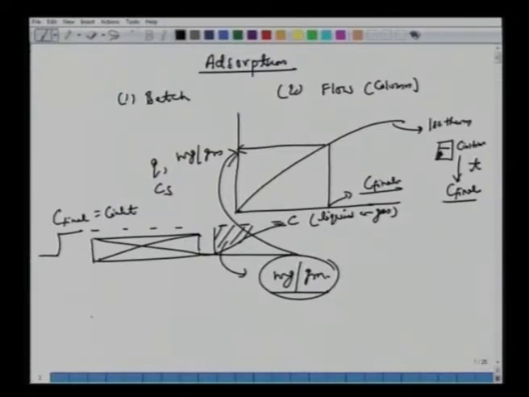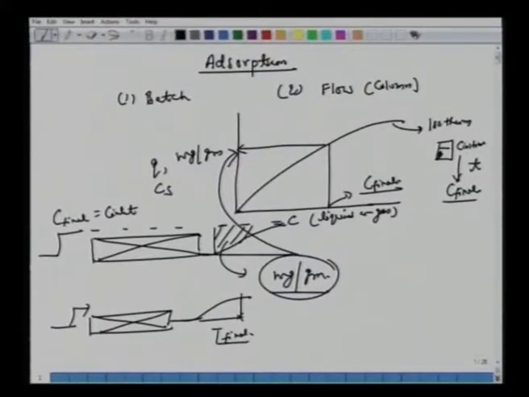Now the question is, suppose we have this flow experiment and we are bringing it in contact with some gas or liquid. Now the bed has saturated, let's say after a certain time T final, then one has to stop this and one has to regenerate to make it fresh. So this is the regeneration part of it.